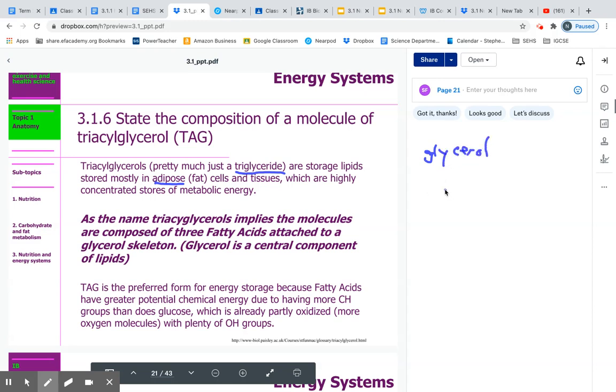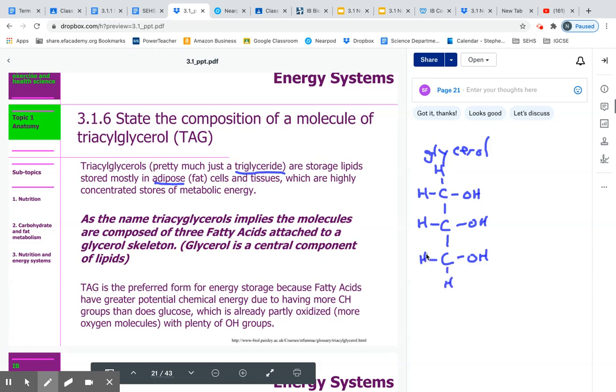And a glycerol molecule is made up of 3 carbons. These carbons are bound to an oxygen and a hydrogen. Many times in chemistry, we don't bother showing the bond between the oxygen and the hydrogen. And then the other 2 are connected to a hydrogen. This one's connected to a hydrogen, and another one here.